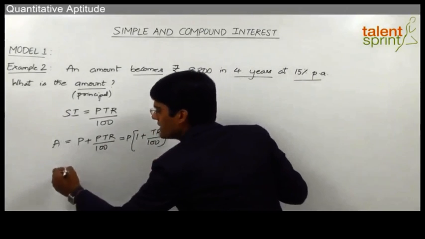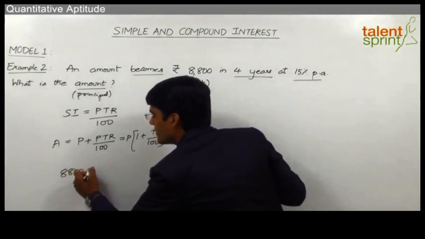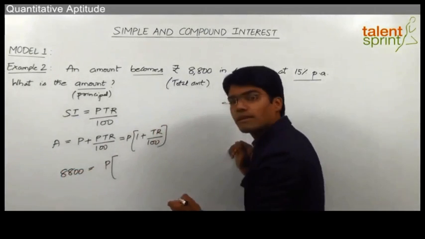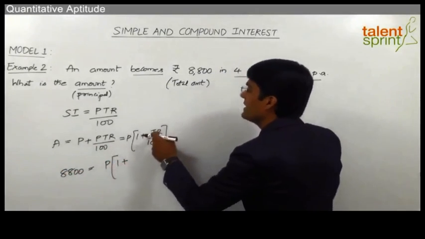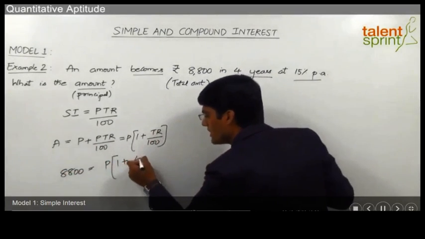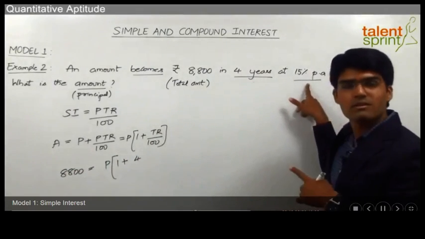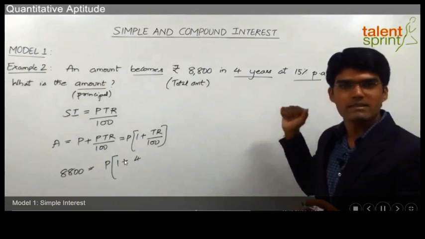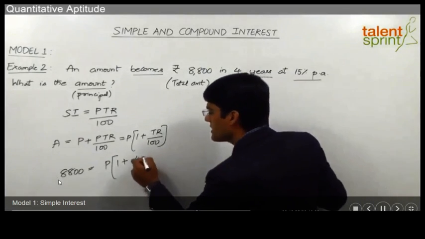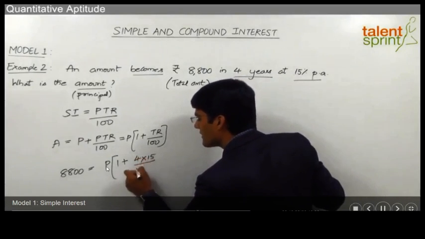So the total amount 8,800 is equal to the principal P into (1 plus T into R). The time period is 4 years. Already it is in years, so we need not convert. And the rate of interest is also in percentage per annum, so even that is in the proper format. So R is equal to 15 divided by 100.